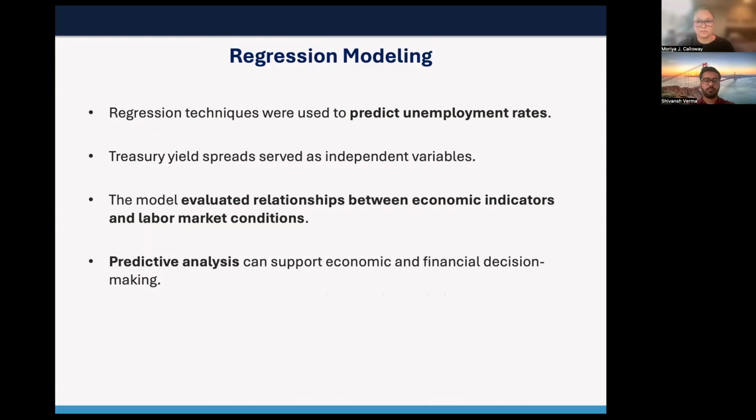Okay, so I'll be explaining the regression model. Now that we have explored our data, let's walk through how we build our predictive model. So we use the multivariate ordinary least squares regression (OLS) as our core approach. The central question is, can Treasury yield spreads, combined with recent unemployment history, tell us where unemployment is heading? Our model uses 11 predictors in total.